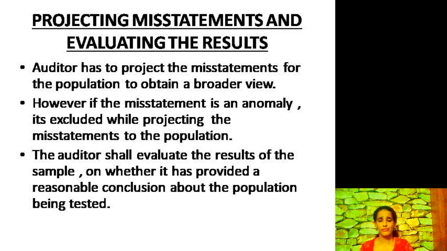Now, one scenario could arise. If the misstatement is an anomaly, that means it is restricted to that particular sample. It is not representative of the population. That mistake is only happening for that particular sample selected. In such cases, the auditor does not project that particular misstatement to the entire population, or while projecting the misstatements to the population, this anomaly is excluded, because that is only a one-time thing, it happens for a single instance. In such cases, the auditor doesn't project the misstatements to the entire population.